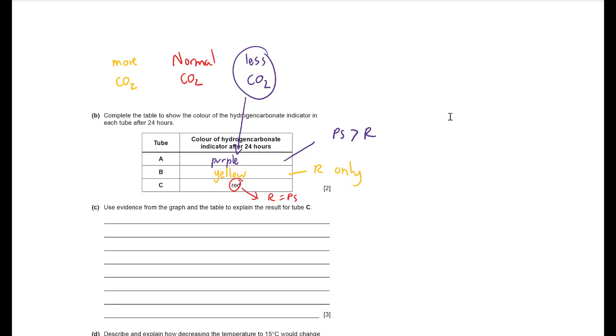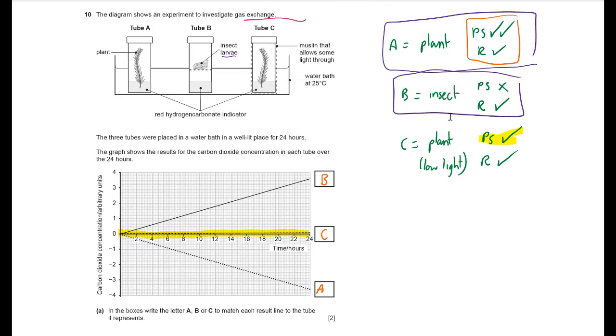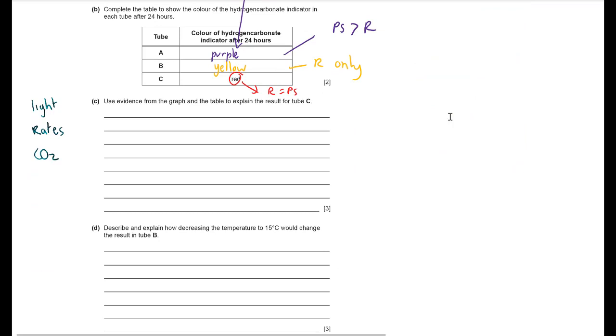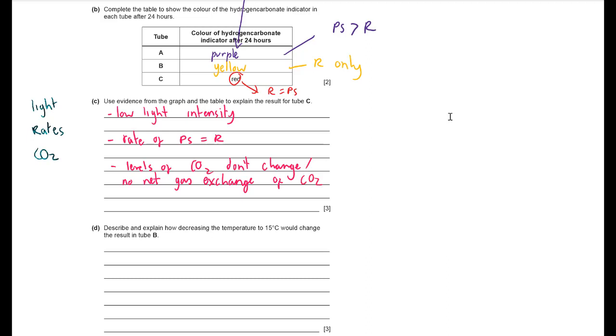Now use evidence from the graph and the table to explain the results for test tube C. Now remember, the 3 things that we need to talk about here are light, rates, and CO2. So C has the muslin cloth here. It lets some light through. So we can say that there is a low light intensity. Therefore, the rate of photosynthesis is equal to the rate of respiration. Levels of CO2 don't change. Or we can say there is no net gas exchange of CO2. So therefore, it stays red.